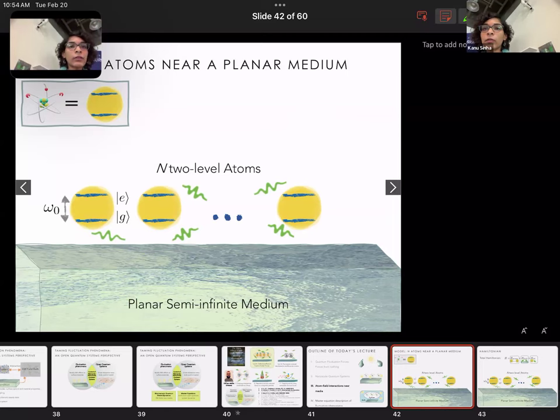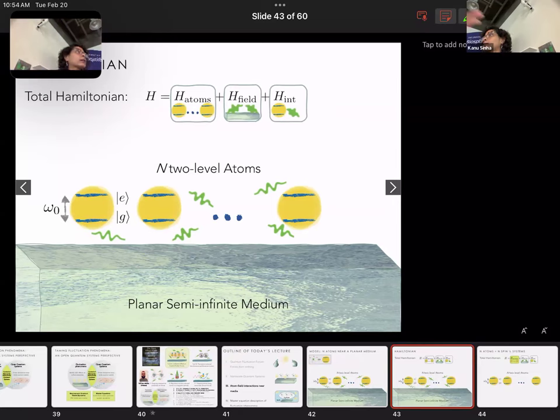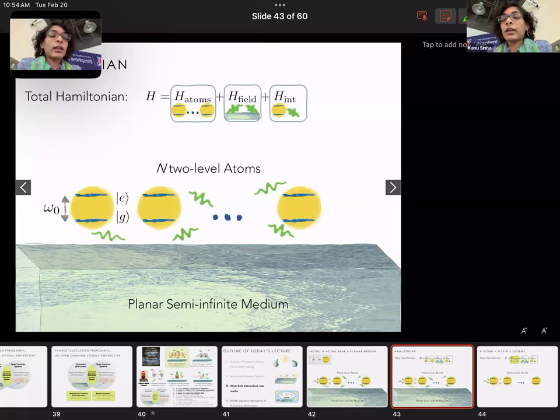Now I can write the total Hamiltonian describing this system: I've got my atoms, which are the system of interest, and the field. You can see that in this Hamiltonian for the field, in this little depiction, I have included the surface as well. The idea is that we are going to describe the quantized field, including the presence of the medium. So this is, in a way, a normal mode description of the electromagnetic field that arises near some material object. And then, of course, the atom and the field interact.